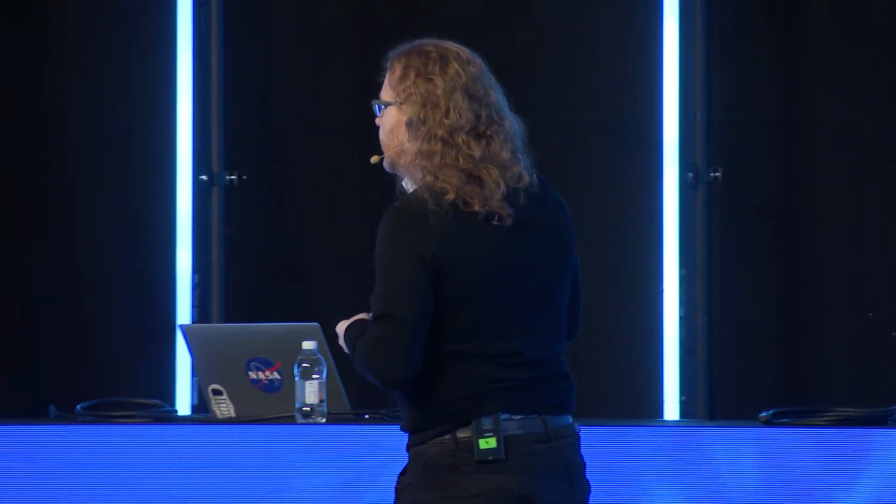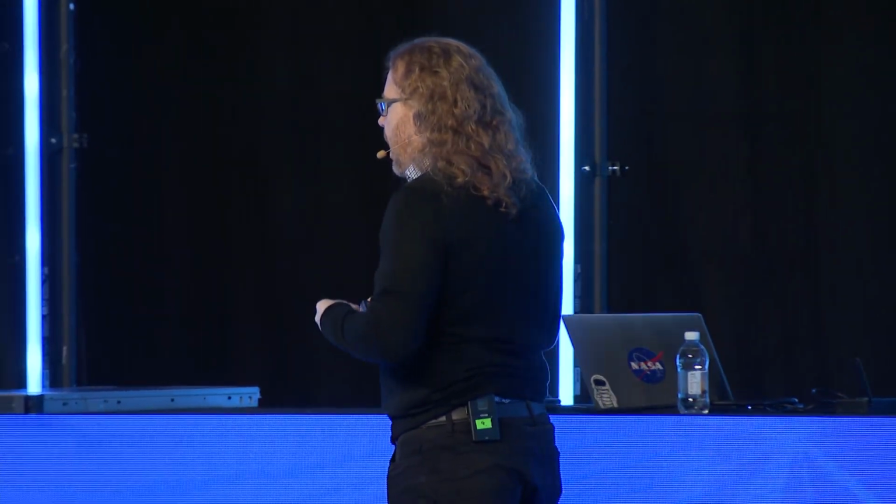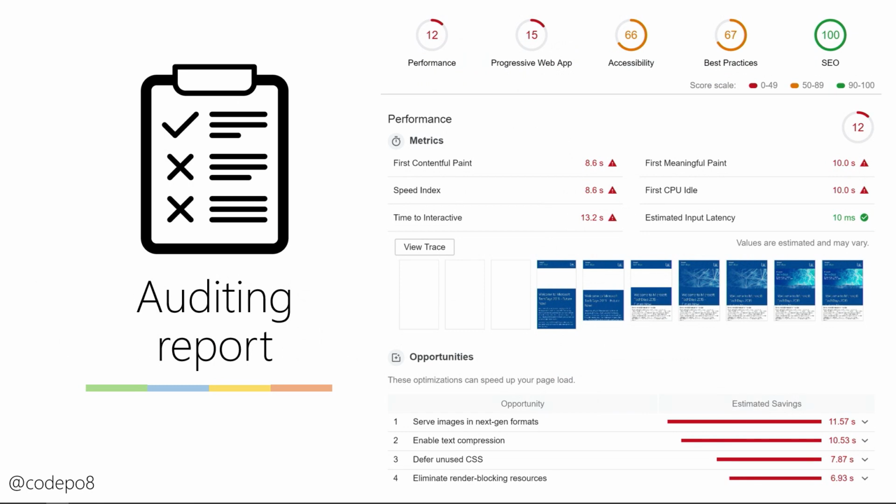Now, if you haven't seen the audits yet, the audits tab in Chrome, that's actually pretty cool. You can say, I want to simulate a mobile device. I want to test for performance, progressive web app readiness, best practices, accessibility, and SEO. And I want a simulated connection. I want to have it throttled. I don't want the fast, reliable connection that I'm working with here. And then I want to clear the storage to make sure that nothing that I served before gives us a better performance. And these are the kind of reports you get from it.